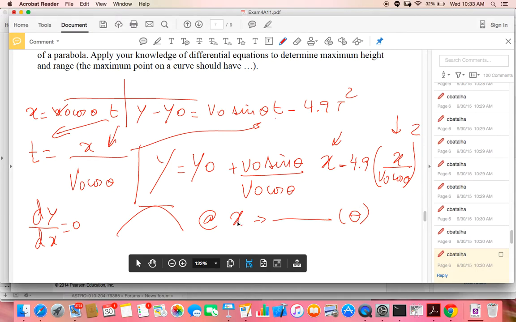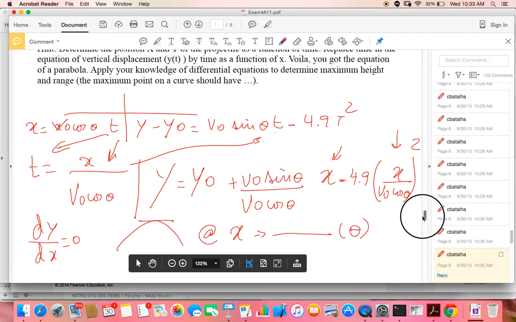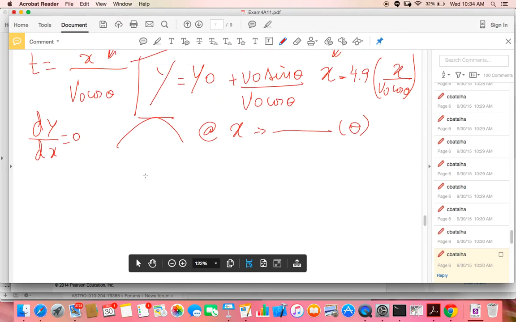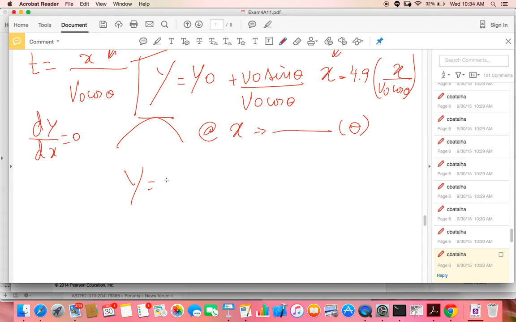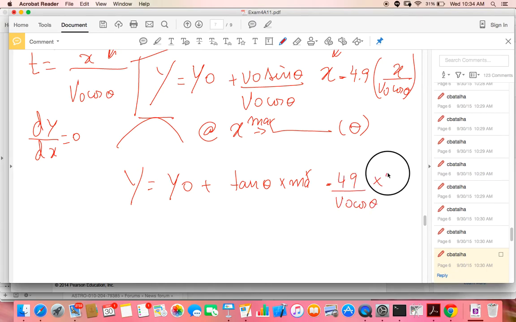And once you find that, you can find y, right? You just plug back in this equation. y is equal to y naught plus pretty much tangent theta, sine over cosine is tangent, times your x max, minus 4.9 divided by v naught cosine theta, x maximum, and all of this here is squared.